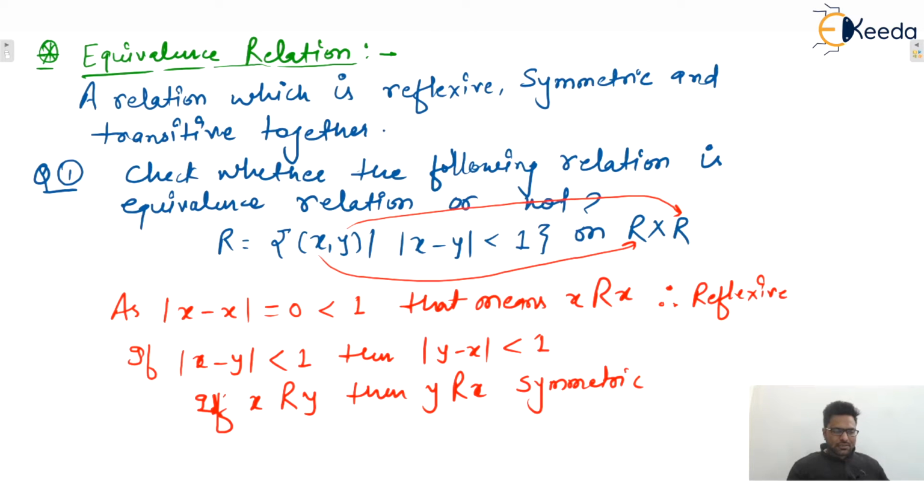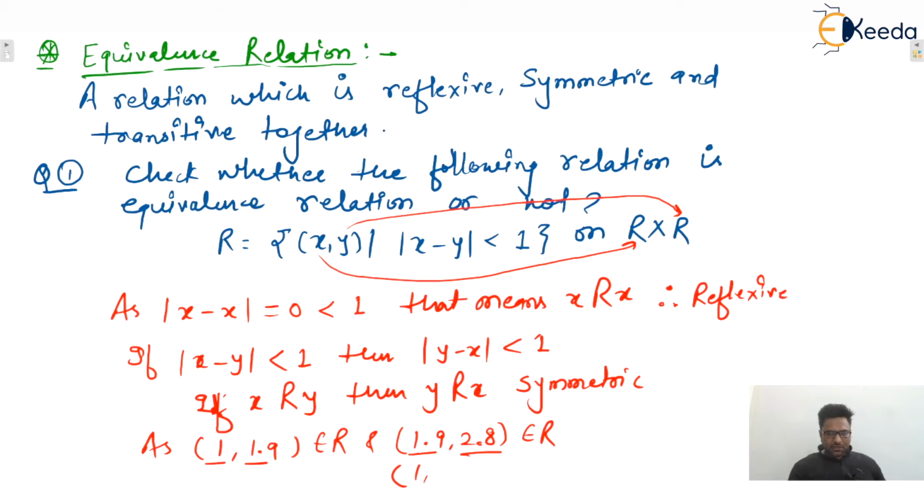Next, transitivity. For transitivity, let's say 1 is related to 1.9, that belongs to relation R or not? Yes. As well as 1.9 is related to 2.8. Yes or no? Yes, because the difference is less than 1, isn't it? Okay, but you only tell me, 1 is related to 1.9, 1.9 is related to 2.8, but whether 1 will be related with 2.8 or not.